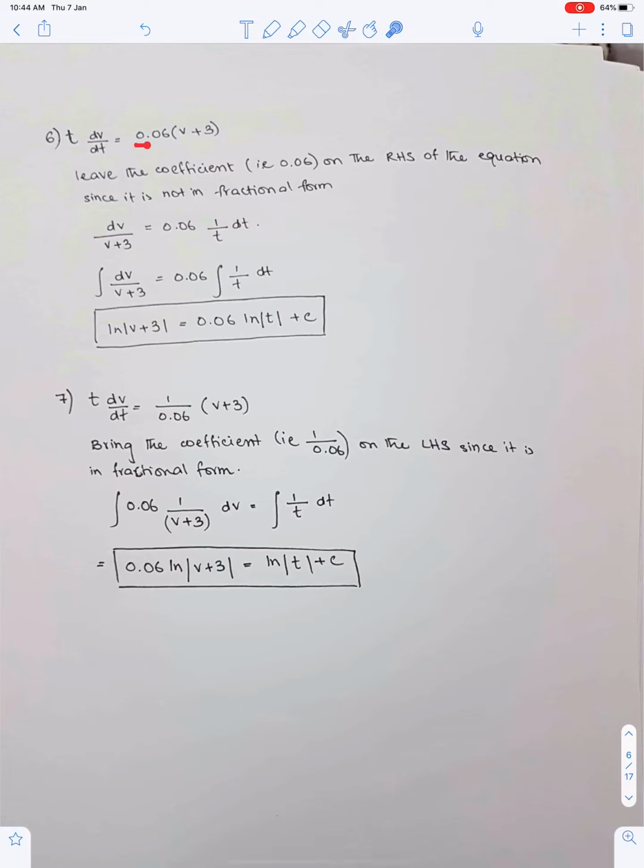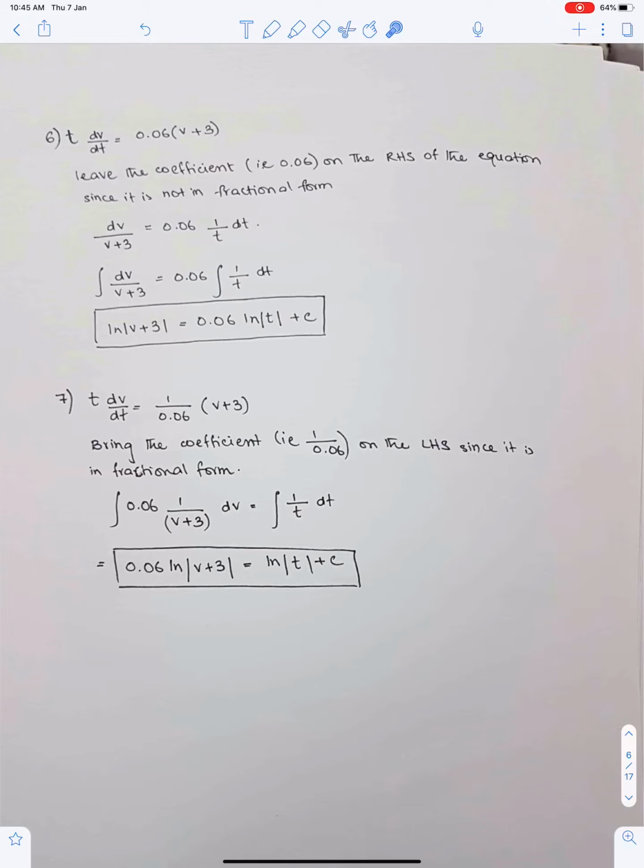Well, this coefficient is not in fractional form, so don't disturb the coefficient if it is not in fractional form. Leave the coefficient 0.06 as it is on the right hand side of the equation since it is not in the fractional form. Just bring v plus 3 on to the left hand side.